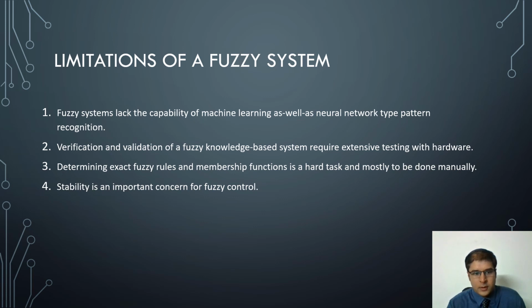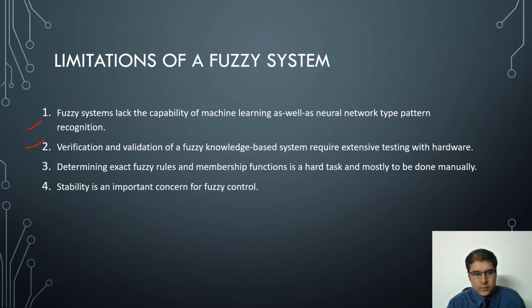Fuzzy systems lack the capability of machine learning as well as neural network type pattern recognition. So basically we cannot train our fuzzy systems on an input data set. It lacks those features. Verification and validation of a fuzzy knowledge based system require extensive testing and hardware. Basically, we need to have a lot of hardware and do a lot of testing in order to verify and validate a fuzzy knowledge based system which has its own rules and models.